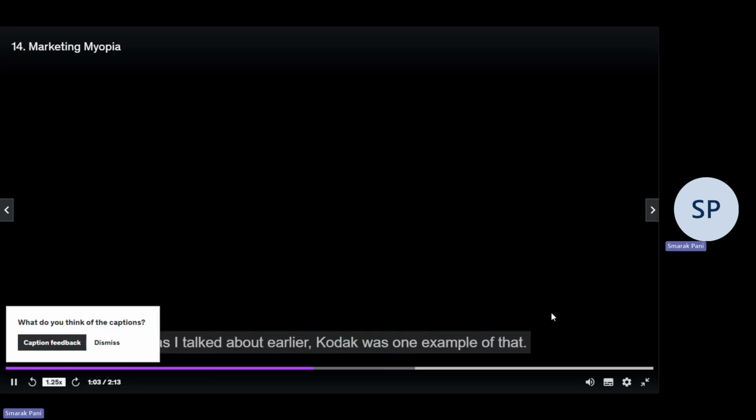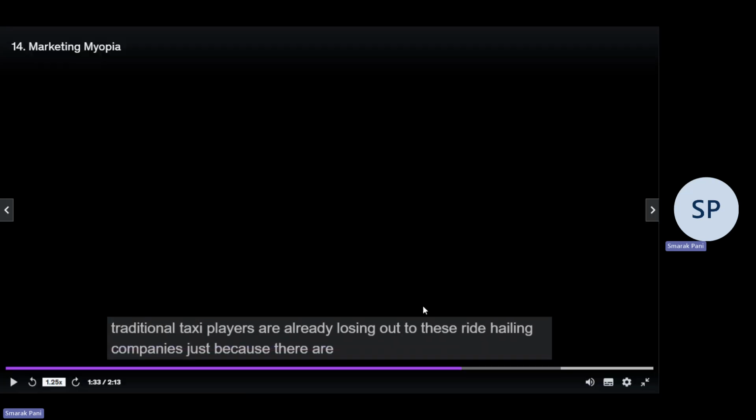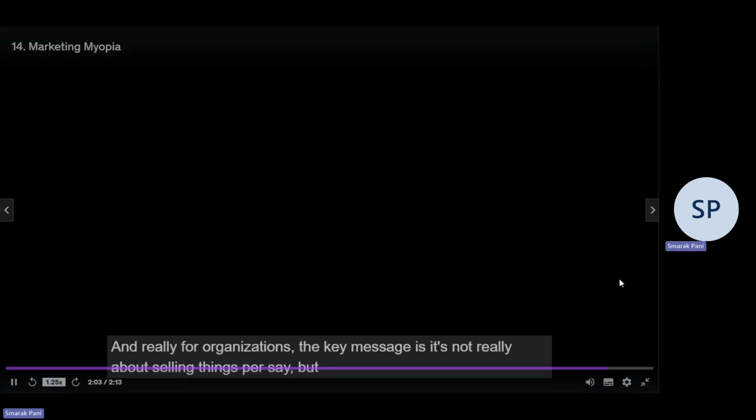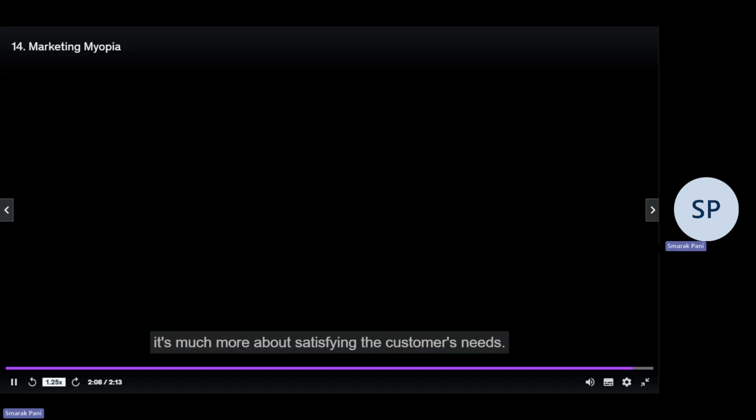Kodak was one example of that. The key message is it's not really about selling things per se, but it's much more about satisfying the customer's needs.